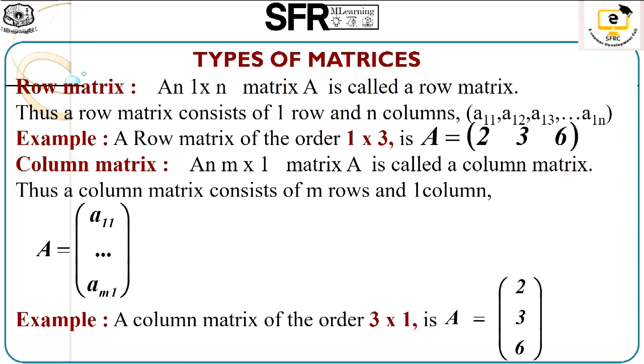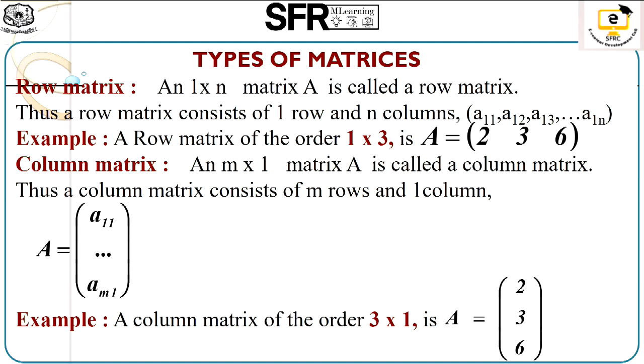Next we see the types of matrices. First, the row matrix. A matrix of the form 1 row and n columns, a 1 cross n matrix A, is called a row matrix. Thus a row matrix consists of 1 row and n columns, that is A11, A12, A13, up to A1n. This is an example of a row matrix: A equal to [2 3 6], of order 1 cross 3, that is 1 row and 3 columns with 3 elements.